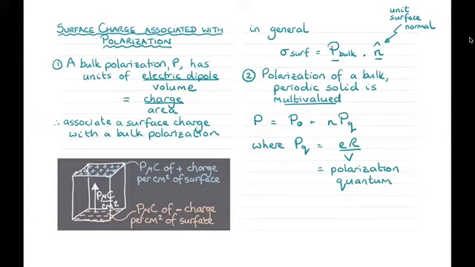So just reminding ourselves of these two facts that we've covered already raises the question, when we want to calculate the surface charge associated with some particular surface, what should we choose for P bulk? We know that the polarization is a multi-valued quantity, and so it's not immediately obvious which of these multiple values we should choose to calculate the surface charge.